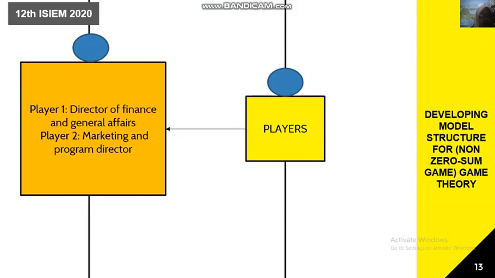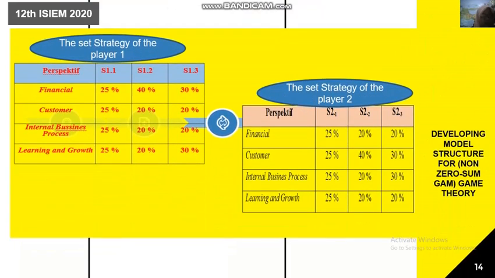Developing the model structure for game theory, the first step is to determine the players. There are two players in this research. The second step is to determine the strategy. This table shows the strategy set of player 1, and this table shows the strategy set of player 2.